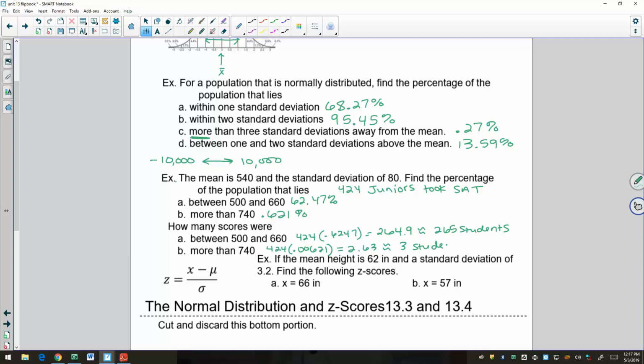So not very many, and that should make sense because it's only a 0.6% chance that you would get over a 740 on the SAT for the math part. I believe that was only for the math part. All right, the next and last part, this goes with lesson 4.